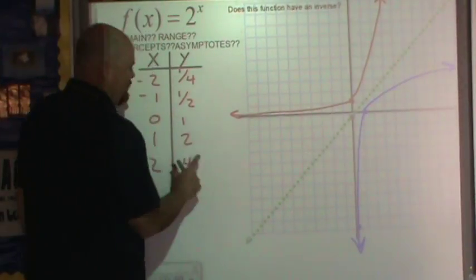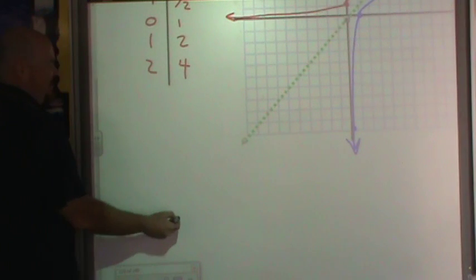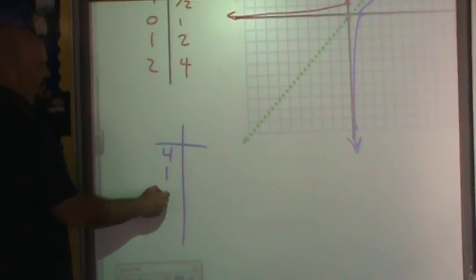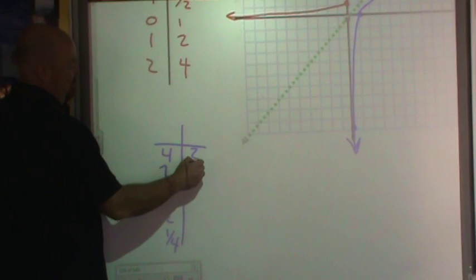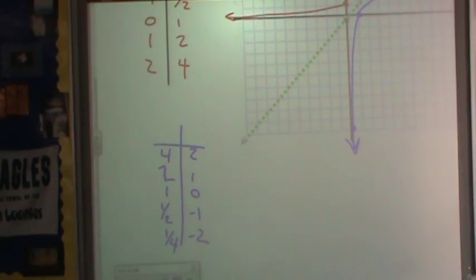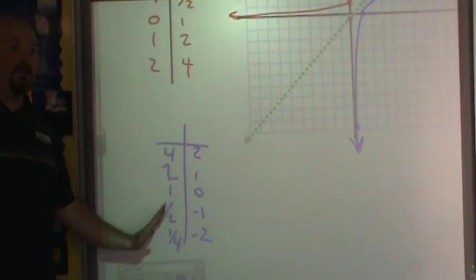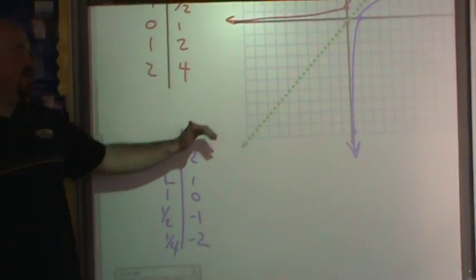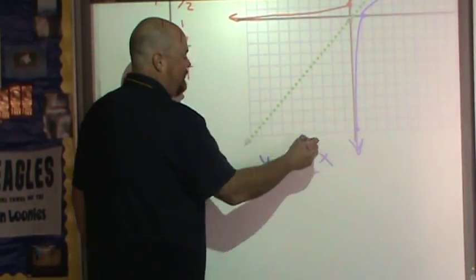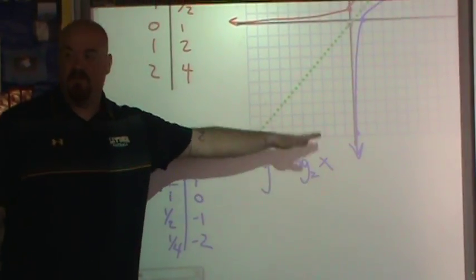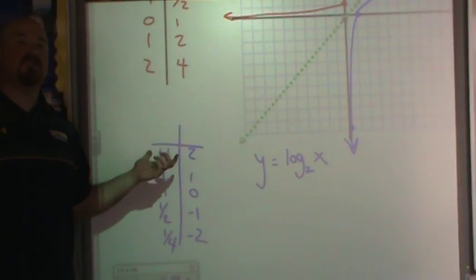So when you switch the domain and the range of this function to get the inverse here, what you would see is a table of values where these numbers, 4, 2, 1, 1/2, 1/4, and this is 2, 1, 0, -1, -2. Because we're using the range of the exponential function as the domain of its inverse, you can tell also by looking at the graph that this logarithmic function, y equals log base 2 of x, is our inverse function of 2 to the x. It's log base 2 of x. If you look at this, the domain and range are switched.